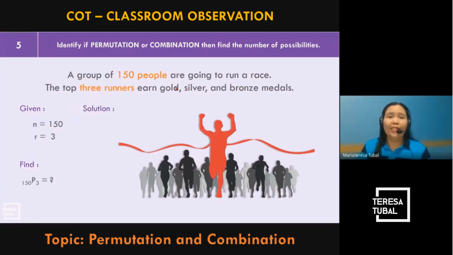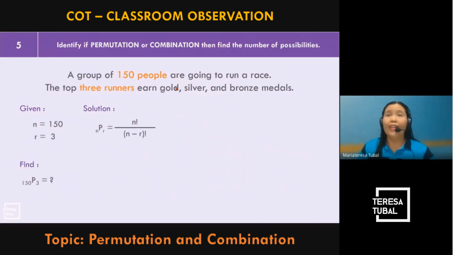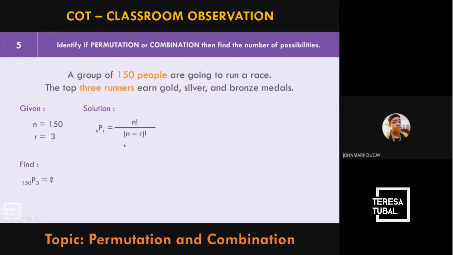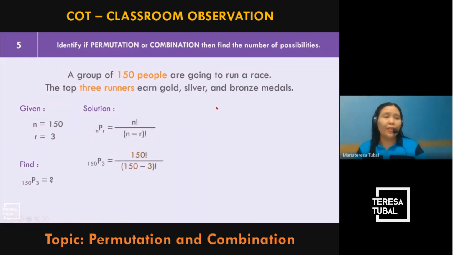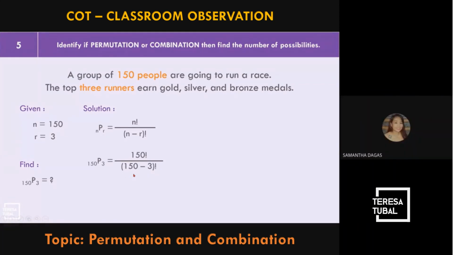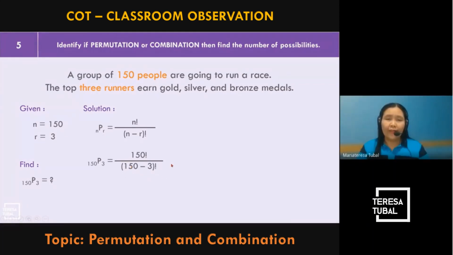So, let us try to solve now the permutations of n objects taking r at a time. So, let us replace. Yes, Dukay, what is n? 150 over 150 minus 3 factorial. Very good. Samantha, can you continue to solve this one? Yes, go, Samantha. 147. Okay, 147 for the denominator. Continue, Samantha, to solve.